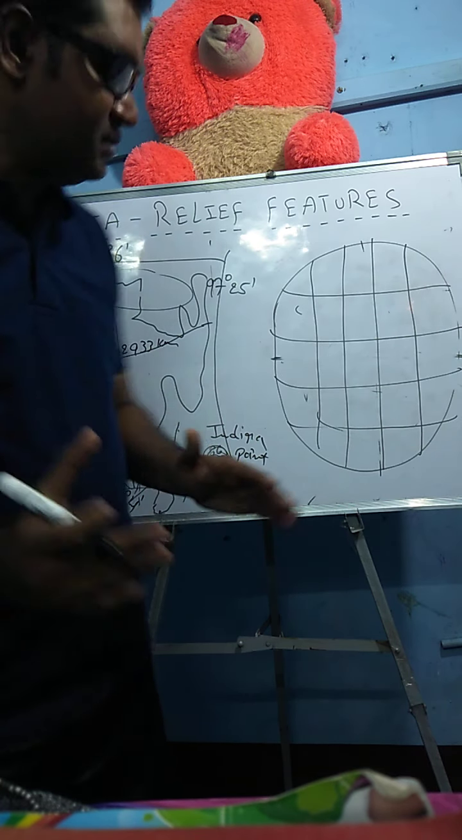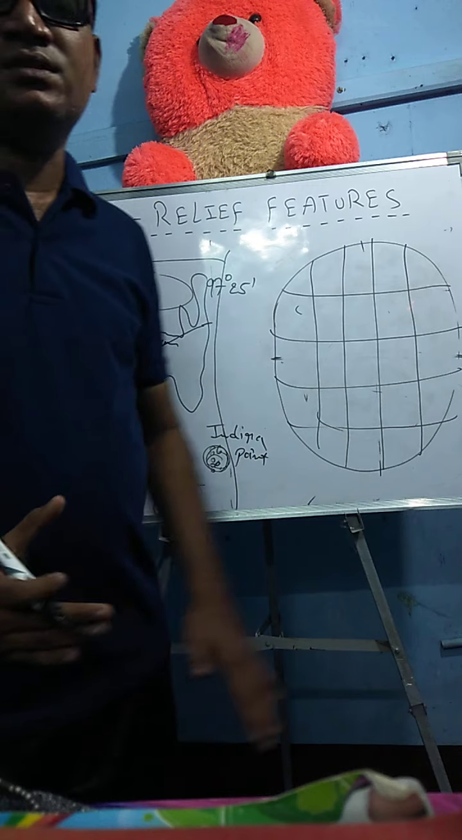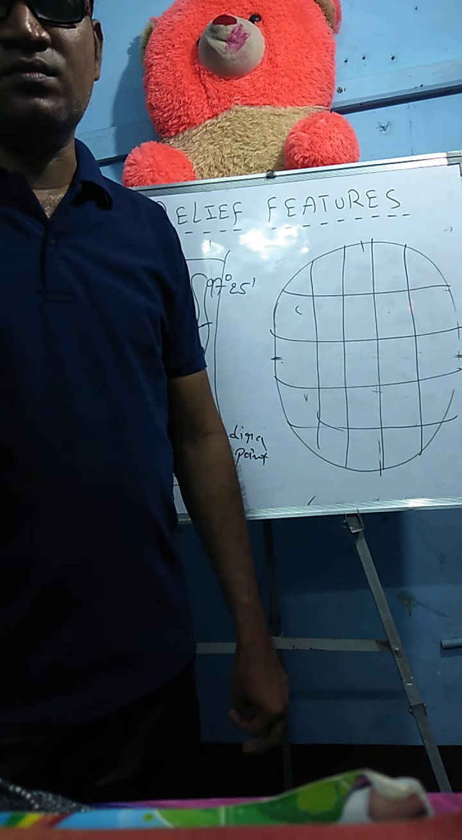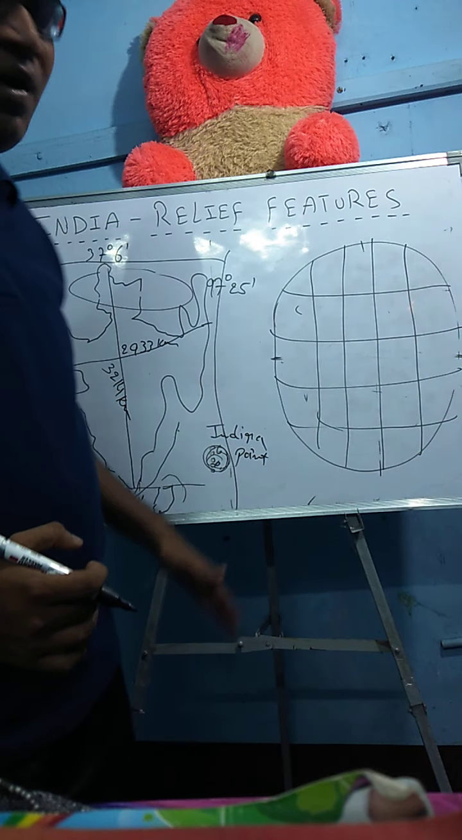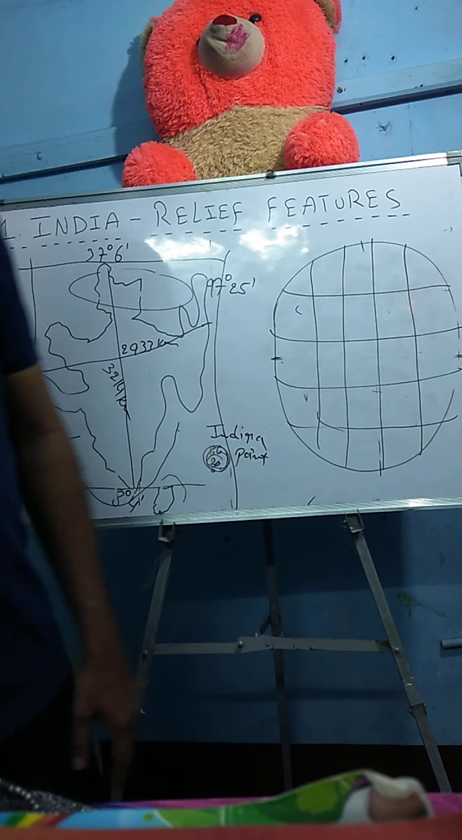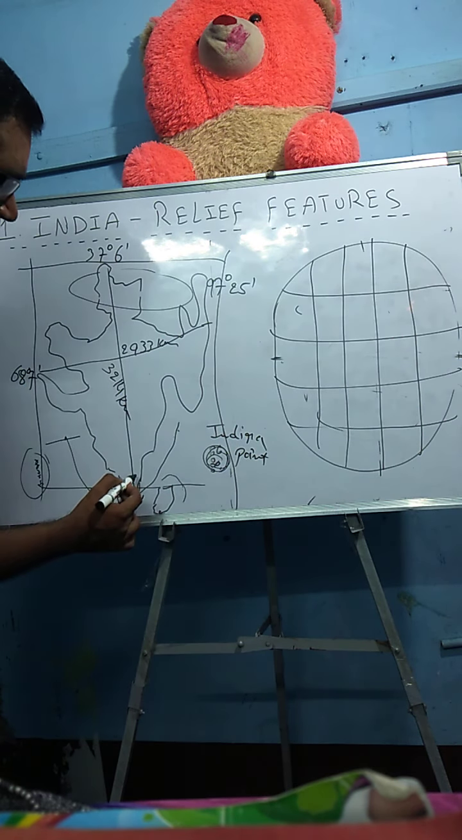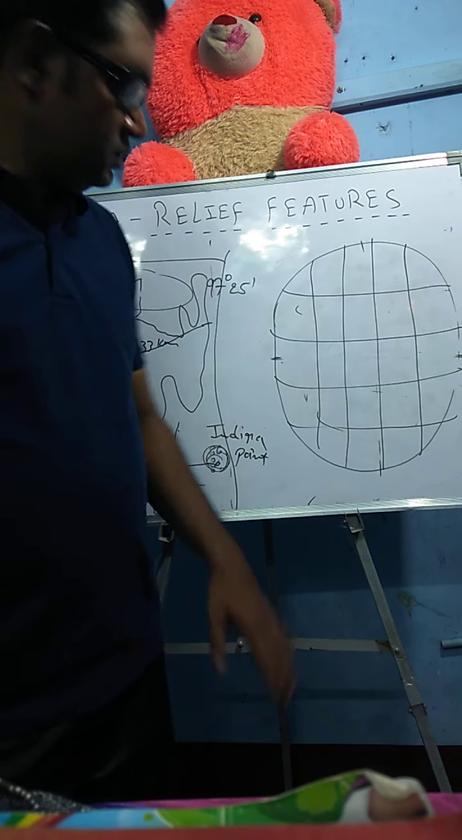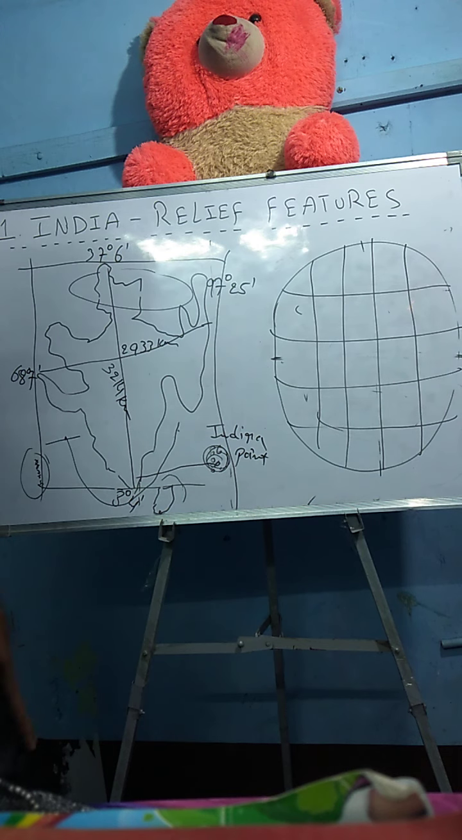In 2004, after the tsunami, Indira Point was destroyed due to the effect of the 2004 cyclone. Now this Indira Point is no longer there in the Andaman and Nicobar Islands. The route is there from India to Indira Point. So this is the Indira Point detail.